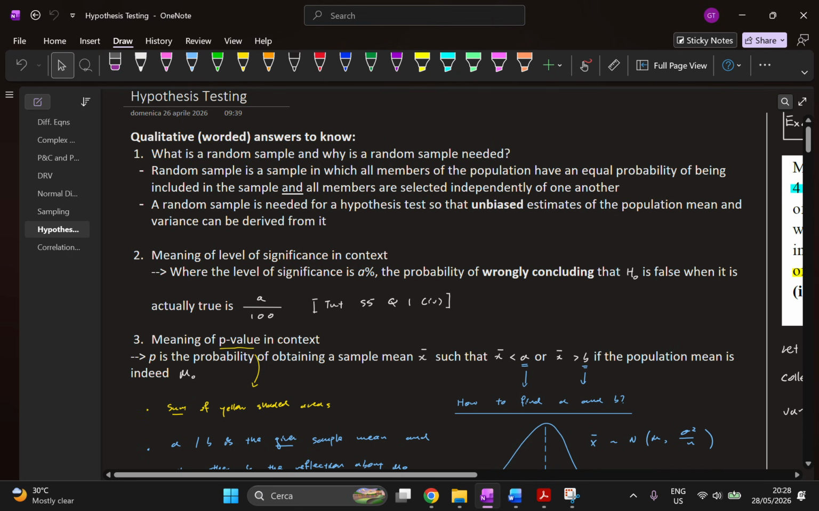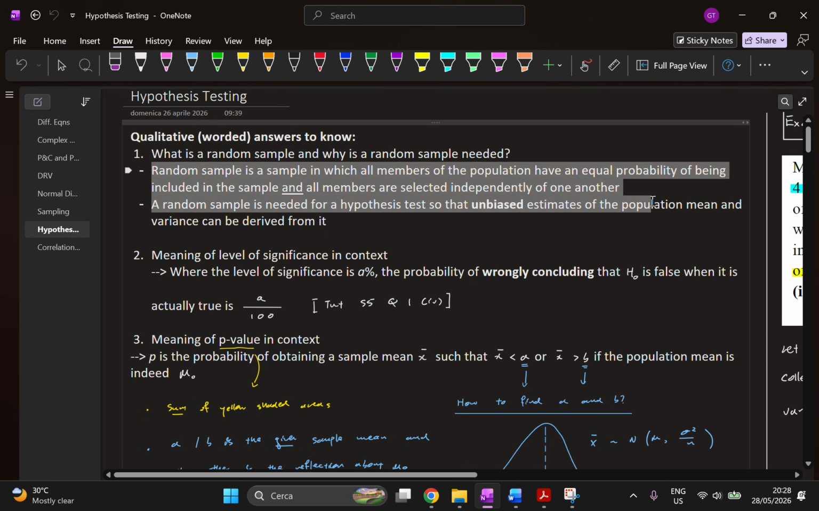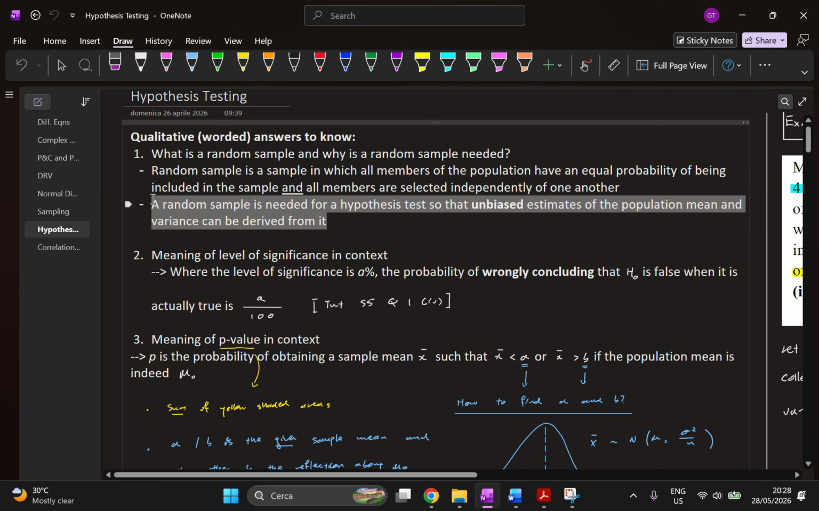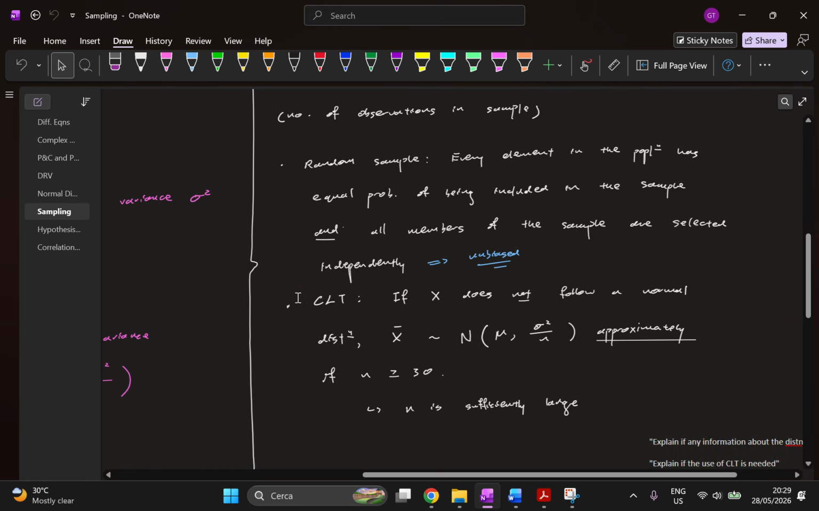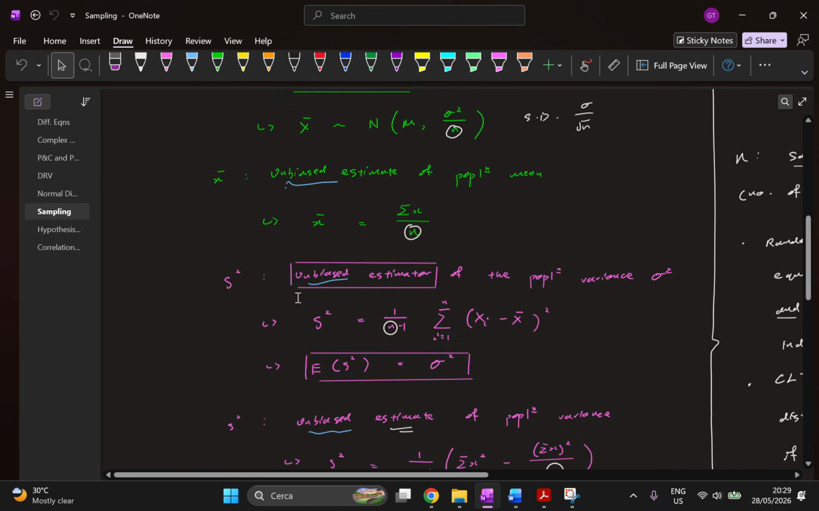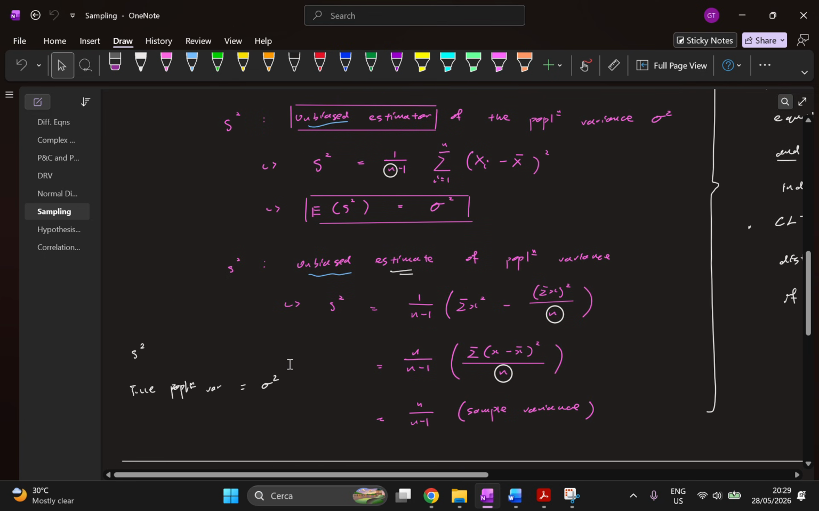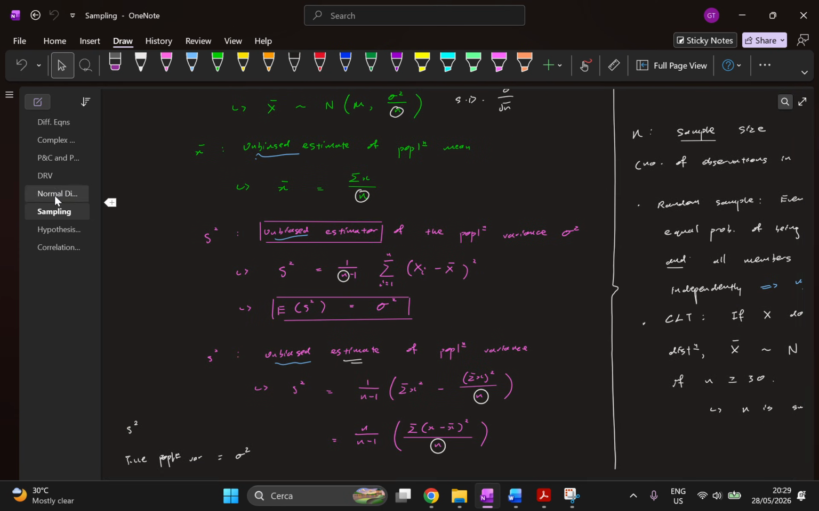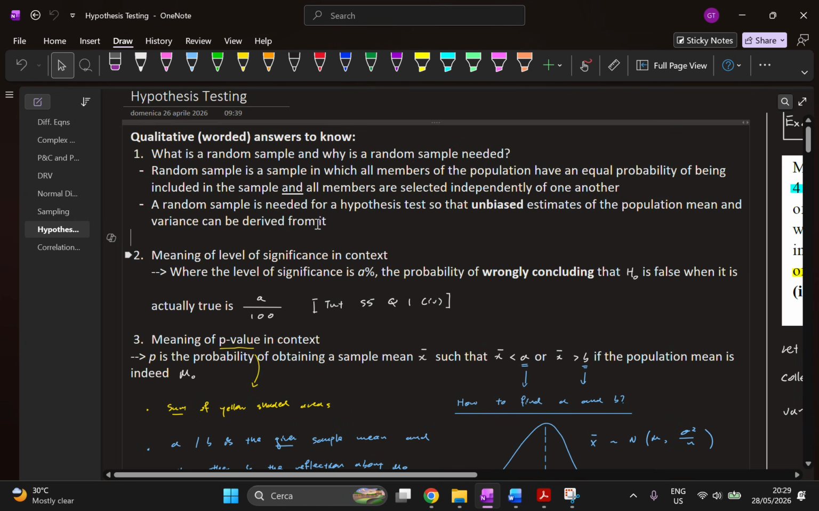So basically, you just need to know what is a random sample and why is a random sample needed. So I trust that we already know the two conditions for a random sample from chapter S4 on sampling. But you need to also know why do I need a random sample for hypothesis testing? Because ultimately, when I'm calculating my X bar and my S squared, all these are unbiased. You see I've underlined in blue already, unbiased estimator and estimates of the population mean and variance.